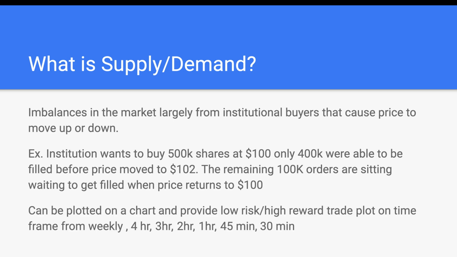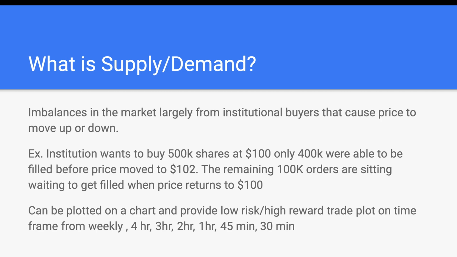So for an example, if an institution wants to buy 500,000 shares at $100 a piece, and every time there's a set buyer, there has to be someone that's willing to sell at that price. So they may not be able to get all of their contracts or all of their option stocks filled at a specific price. So they were only able to get 400,000 filled at $100, and now the price is $102, $103, $104. With that large volume coming in, it caused the price to move up.